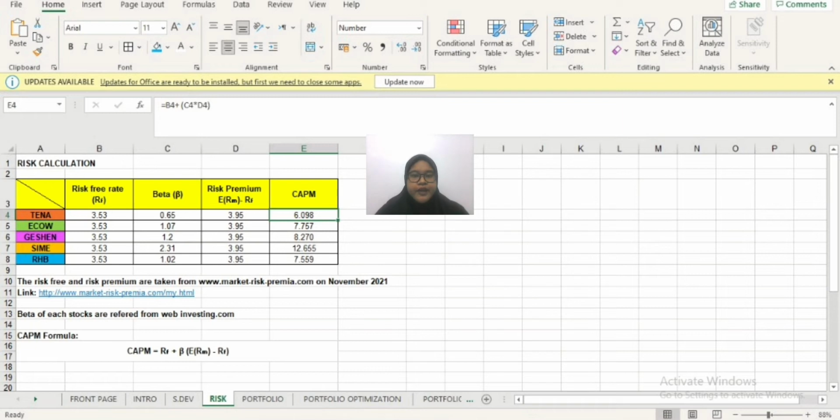The risk-free rate and risk premium are taken from the market risk premium link given, where I selected the risk-free rate and risk premium of November 2021, while the beta of each stock was referred from the web of investing.com. So to calculate the CAPM, firstly we multiply beta by the risk premium, then add the risk-free rate. CAPM is a connection between stock beta and expected return. So the higher the CAPM, the better the stock. And as we can see from the table, the highest CAPM was Sandarbi at 12.655.